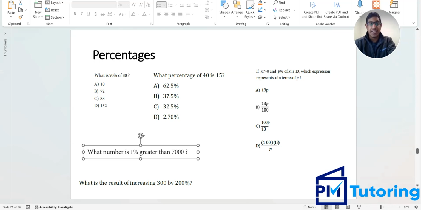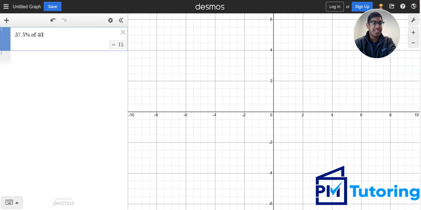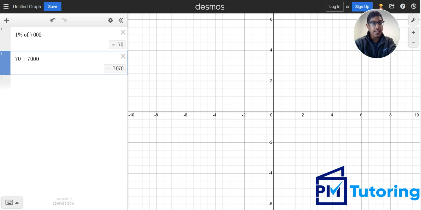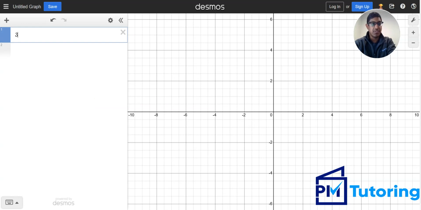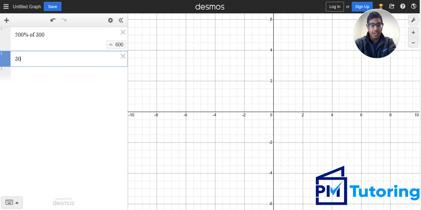Now we could also do percent increases or decreases. What number is 1% greater than 7,000? Well, we could take 1% of 7,000. So 1% of 7,000, which is 70. And then we just add that to get 7,070. Desmos is also great when we are dealing with percentages that might be greater than 100 or just intimidating for one reason or another. What is the result of increasing 300 by 200%? So we could take 200% of 300, and that's 600. So if we increase 300 by 200% of 300, which is 600, we get 900.